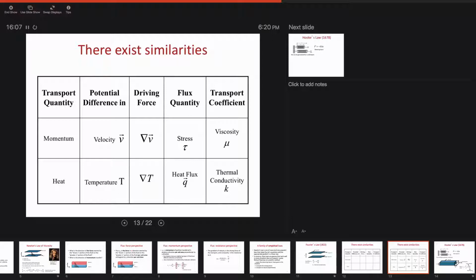So again, stress is a tensor in its full form. We just looked at one component of a tensor so far, which is tau yx. Heat flux is a vector. So that's the mathematical difference.